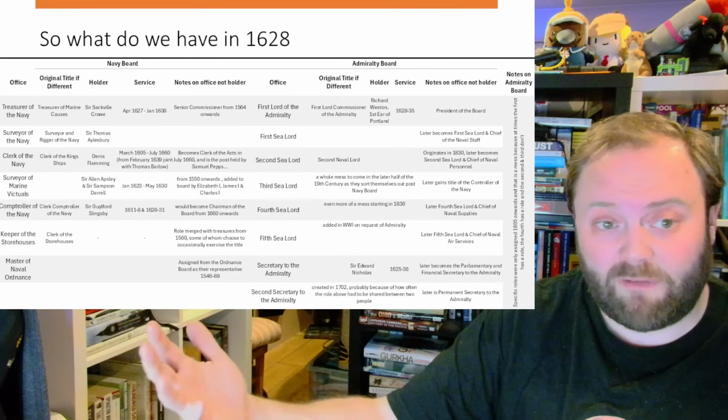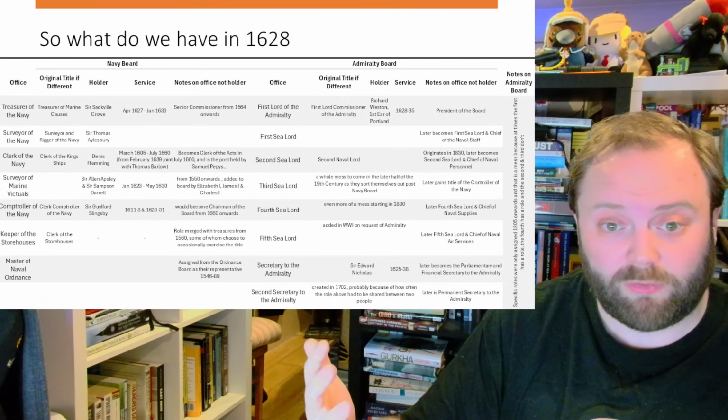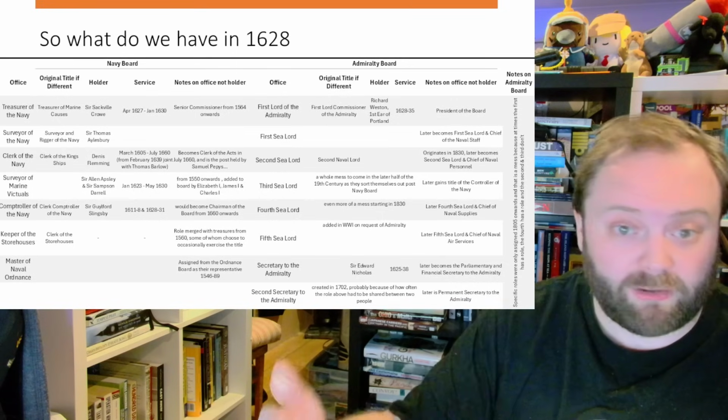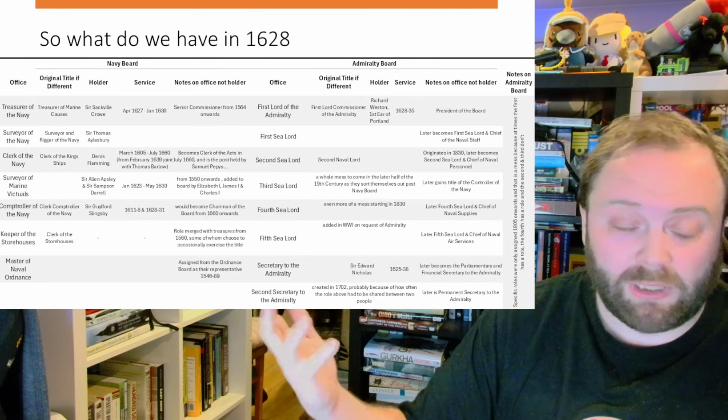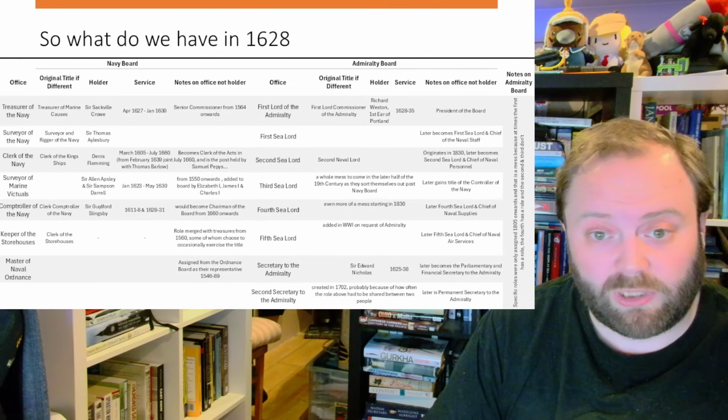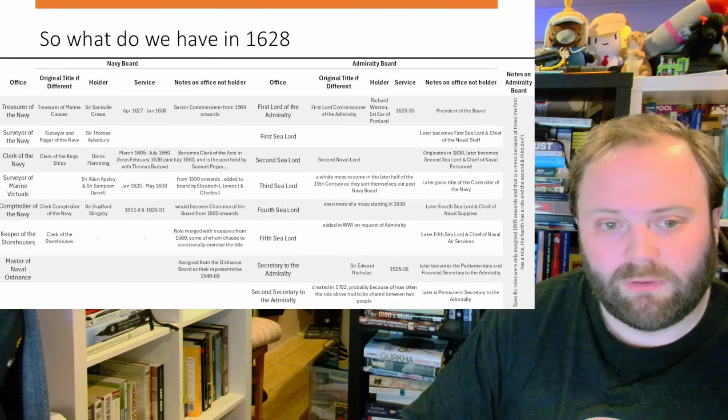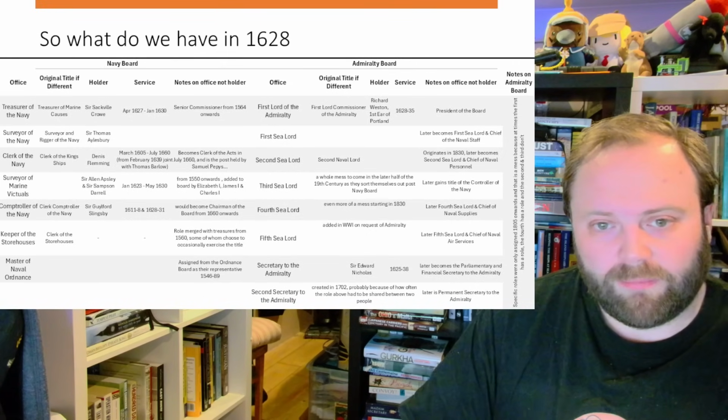So basically, the Navy Board becomes almost the Third Sea Lord's office, and that then explains how they function until 1964, when all sorts of changes go through and things are organised in a different way.